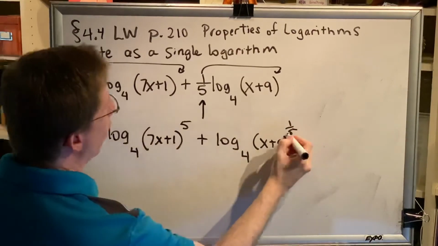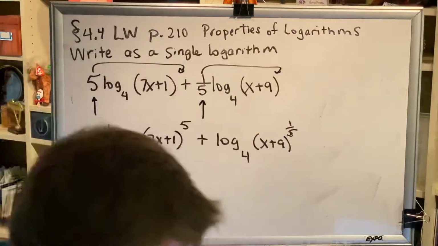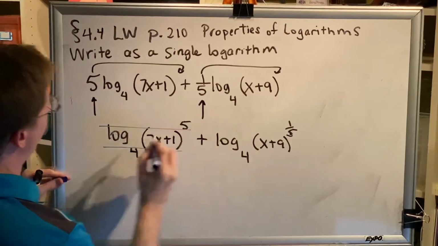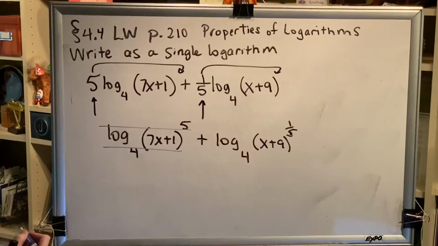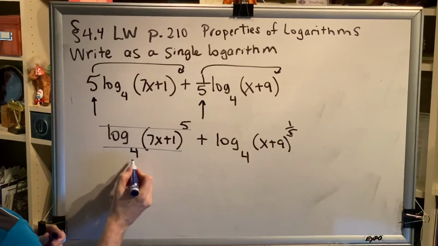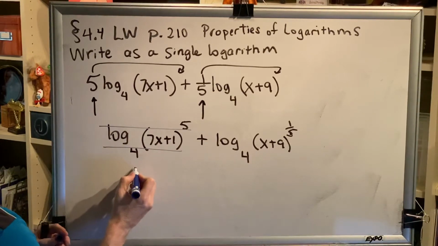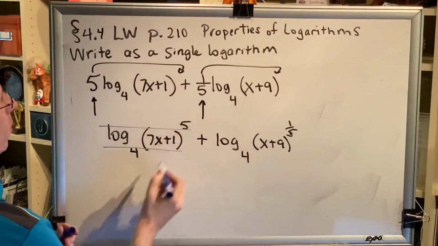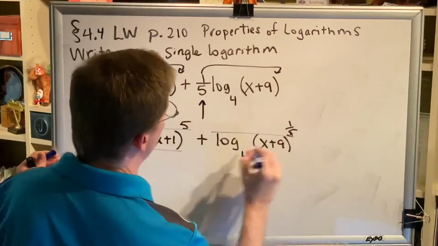Now, if you're writing on lined paper, it's really important to make sure that you're writing all of these things in the correct place. The word log and the argument 7x plus 1 are written on the line. The 4, which is the base, is a subscript written below the line. And the 5, which is the exponent of the argument, is a superscript written above the line.